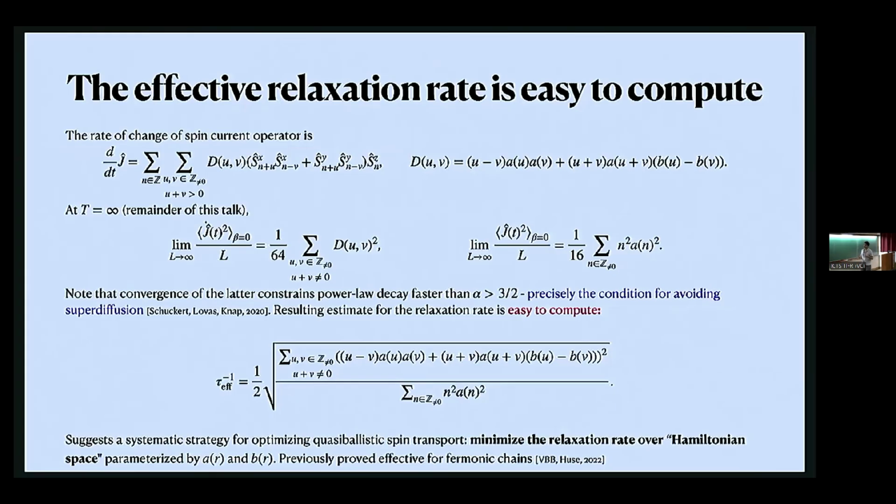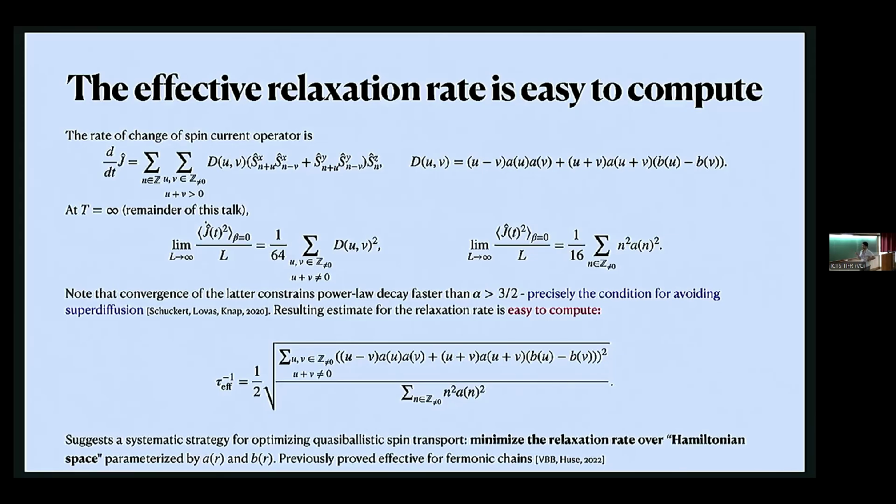So what this means is we can just compute this relaxation rate pretty explicitly and simply. We compute the rate of change of these current operators in full generality, and then we can extract the rate of change of the current squared and the current squared itself. It's actually convergence of these expressions where this constraint on the power-law decay comes in. So this superdiffusive regime that Knap et al. observed turned out to coincide with J squared having an infinite norm. I think we still don't very precisely understand the superdiffusive regime, but it's clear why we need to exclude it here.